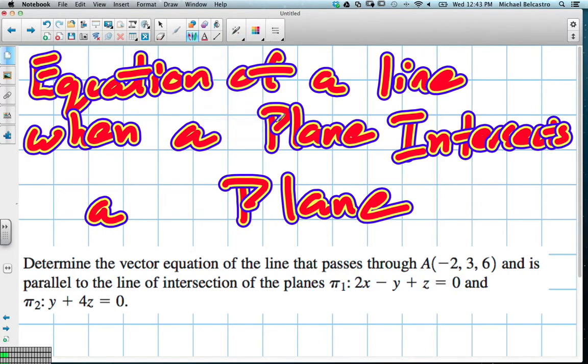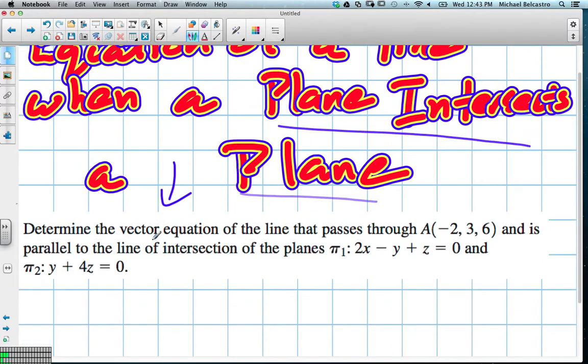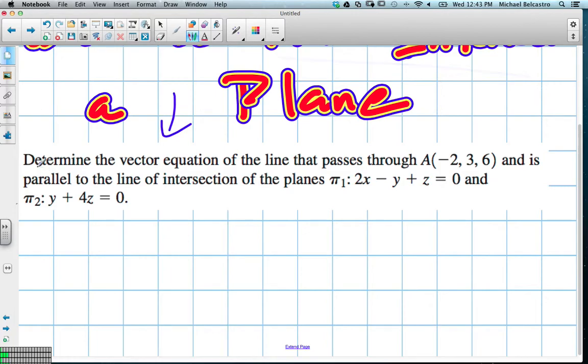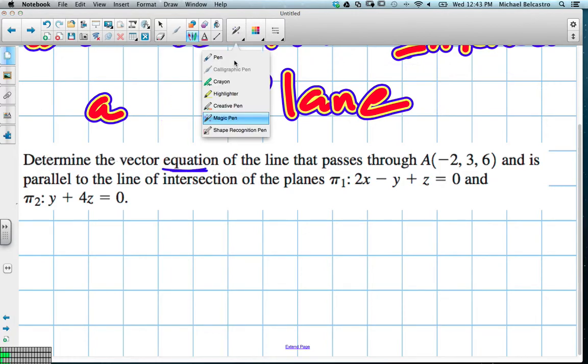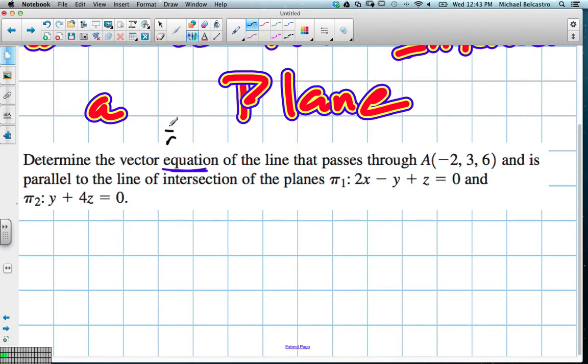We're going to go over the equation of a line when a plane intersects a plane, which is something we've done before, but this question is written a little differently, so we're going to address this one because you may see something like this. Determine the vector equation. Okay, so a vector equation to start off, we know that means we're looking for r equals r naught plus t times our direction vector.